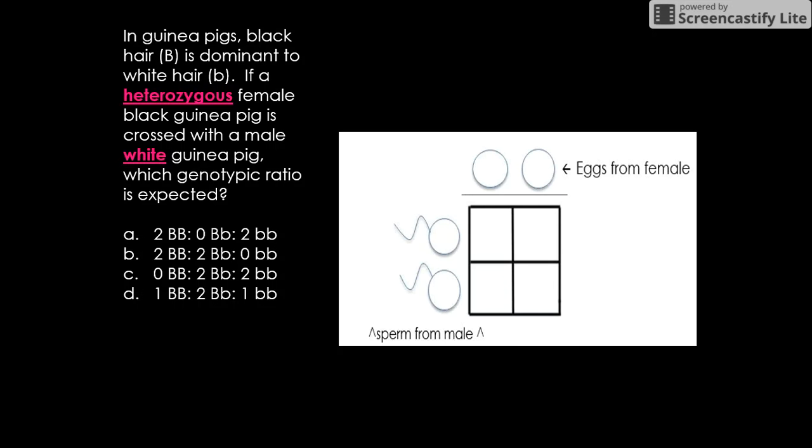Okay. So in guinea pigs, black hair, big B, is dominant to white hair, little b. If a heterozygous female black guinea pig, first things first, heterozygous. Hetero, if you look back in your notes, means different. She's going to have one big letter, one little letter, big B, little b. Cool, so we got the female figured out.